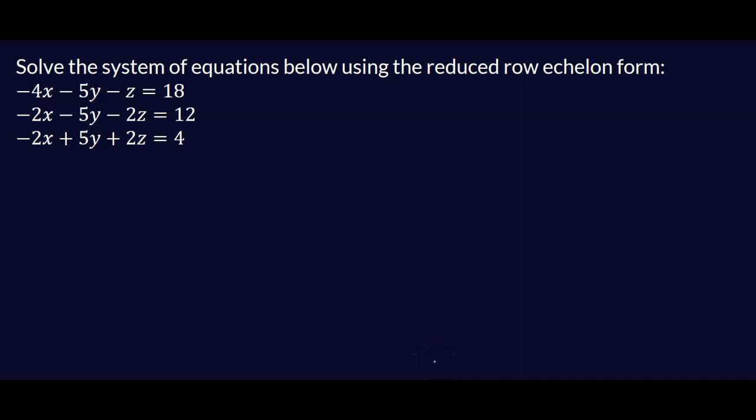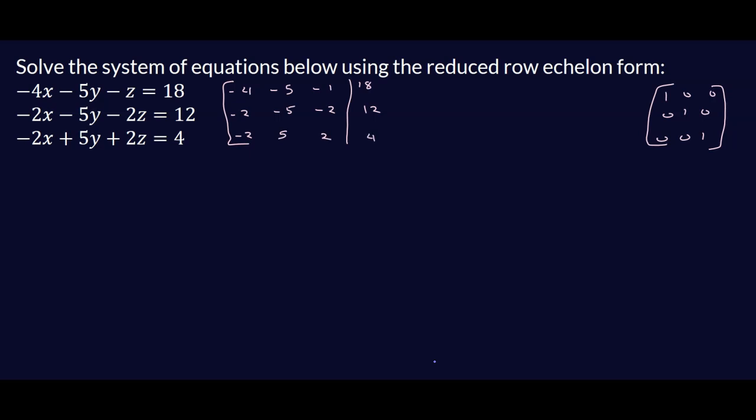So let's go ahead and draw what our matrix is going to look like at the end. 1, 1, 1, 0, 0, 0, 0, 0, 0. So that's what we're aiming for. Okay, so let's start with our augmented matrix. So we have negative 4, negative 5, negative 1, and then we have 18 over here. We have negative 2, negative 5, negative 2, and then we have 12, and then we have negative 2, 5, 2, and then we have 4.